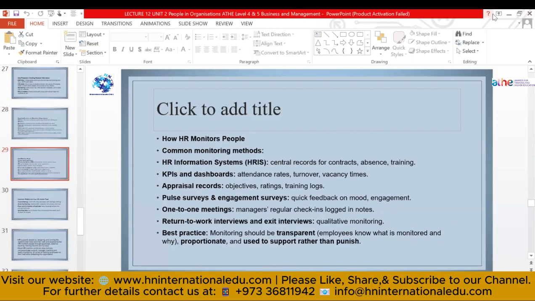Now, how HR monitors people, we did discuss this, just a snapshot. We use the HR information system, HRIS, KPIs and dashboards, appraisal records, surveys and engagement surveys, one-to-one meetings, return to work interviews and exit interviews, and best practices. These were done at the start of lecture L04.